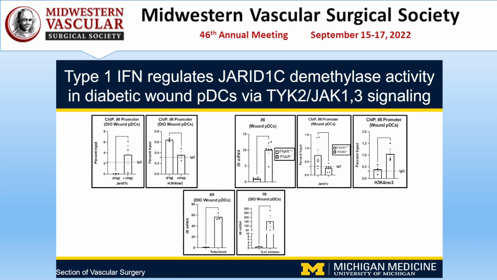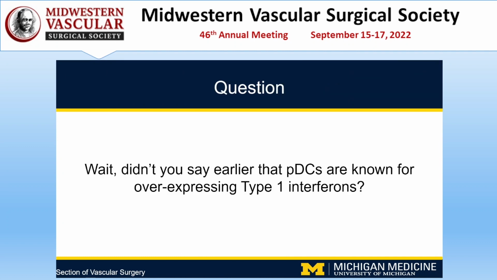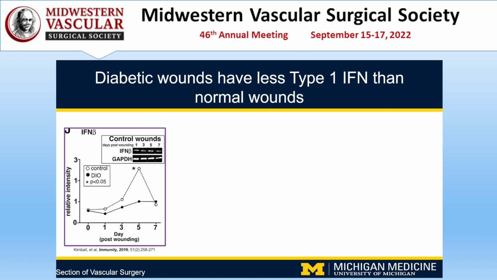And to get at the signaling cascade, we did a quick experiment where we inhibited with tofacitinib, which inhibits JAK1/3 signaling, and a TYK2 inhibitor, and noticed that led to an increase in IL-6 in the presence of interferon. So I know I said earlier that PDCs are known for producing type 1 interferons. So am I double speaking here? Well, it turns out that in diabetic wounds, there are decreased levels of type 1 interferons, which is in part responsible for why these wounds don't heal.